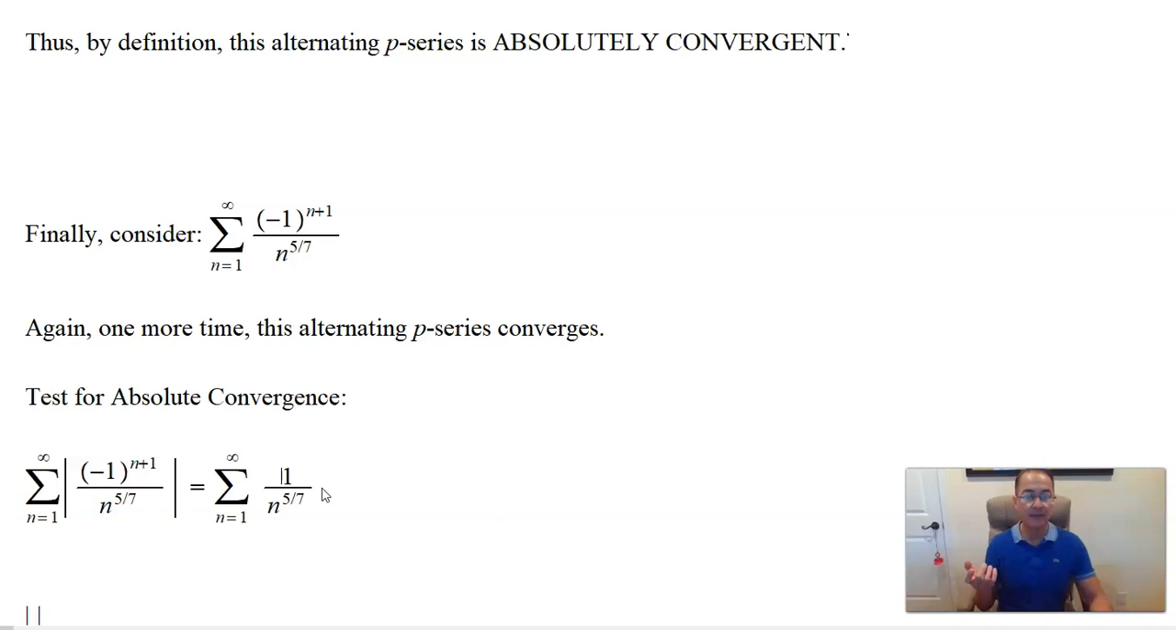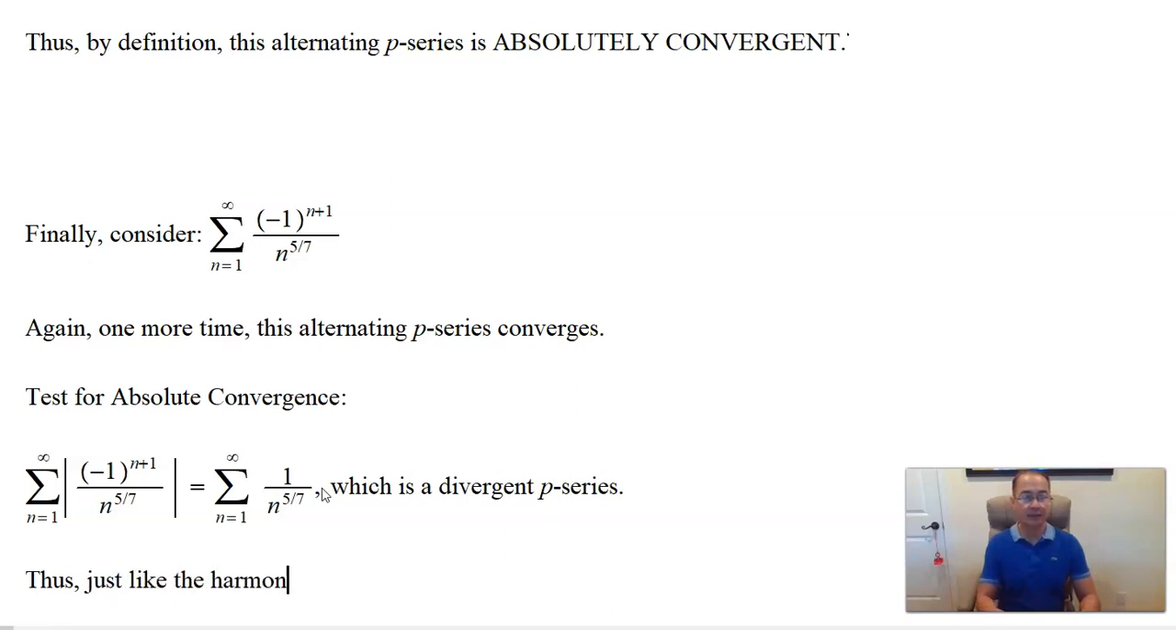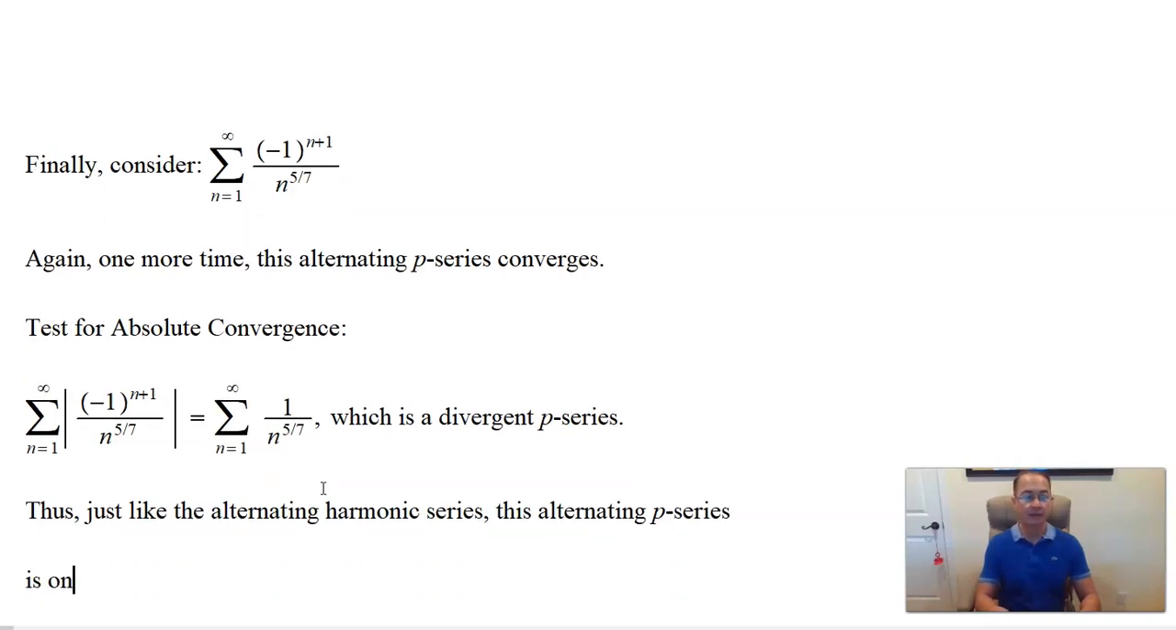And we know that this kind of p-series diverges, which is a divergent p-series. So thus, just like the alternating harmonic series, this alternating p-series is only conditionally convergent.